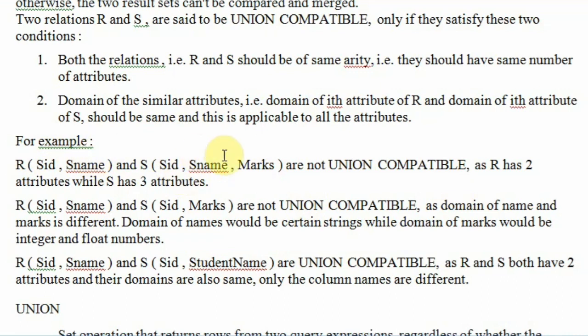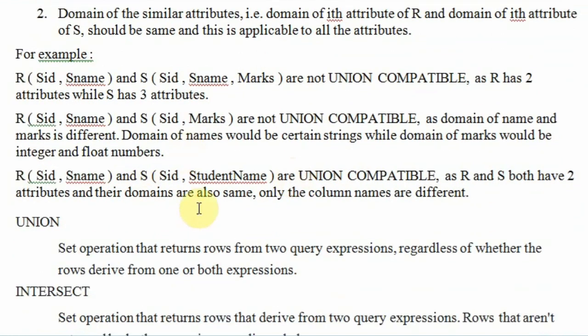In the next case I have SID and SName in the first table, and SID and marks in the second table, wherein two attributes are present. But the problem here is that SID is a numerical value, it can be an integer. SName is a string, but marks can be integers or floats. So there is no union compatibility. As I said, the ith attribute I take from R and the ith attribute I take from S should both have the same data type. Now coming to the third case, they have two attributes and also the domains of the two attributes are the same. Such tables are called union compatible.